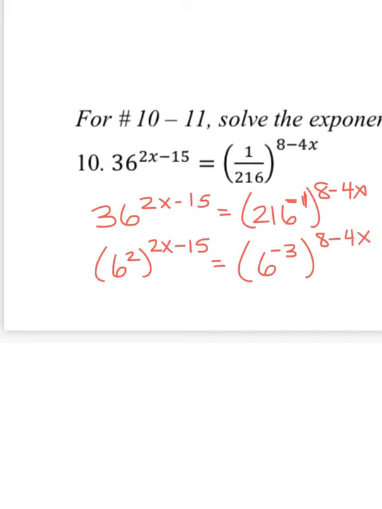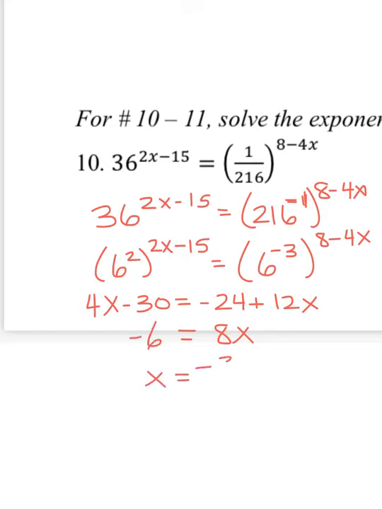So now, power to power, we would multiply. So this equation is going to be 4x minus 30 equals negative 24 plus 12x. This would give me 8x over here, and on the other side, this would give me a negative 6. So then when I divide by 8, I end up getting x is equal to negative 3 over 4. Plug it back in, and it does, in fact, work. Okay?